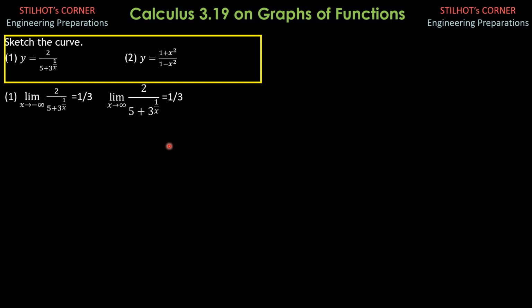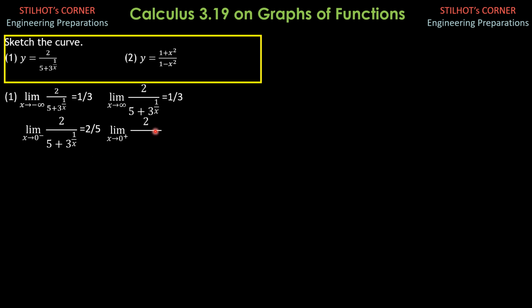Then the limit as x approaches 0 from the left is equal to 2 over 5 plus 3 to the 1 over 0 from the left, and 1 over 0 from the left is negative infinity. And 3 to the negative infinity is like 1 over 3 to the positive infinity, which is 0. So it is 2 over 5, 2/5.